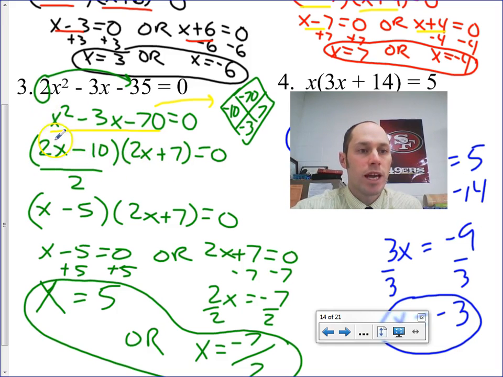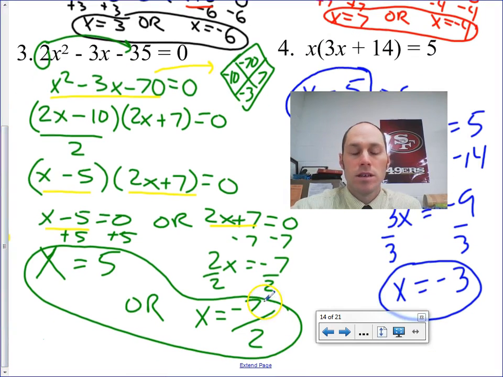Then I had to figure out which one I had to divide it from since I multiplied it over to begin with. So I divided the 2 out and I'm left with x minus 5 times 2x plus 7 equals 0. So I set both those equal to 0, so x is 5. Or in this case, subtracted 7 and divided by 2, I had negative 7 halves, or negative 3.5.